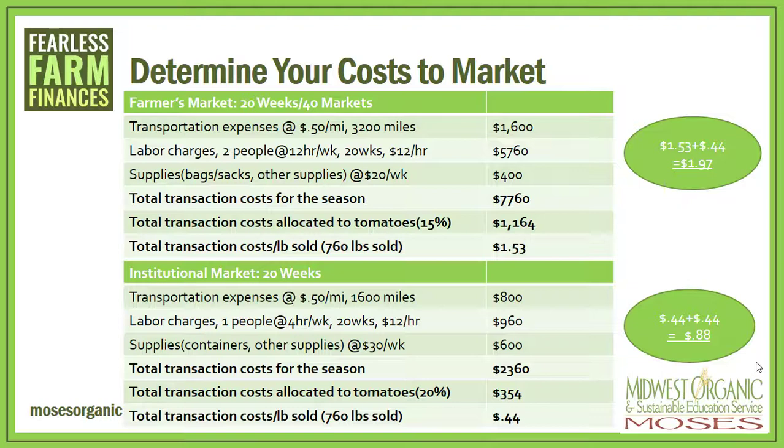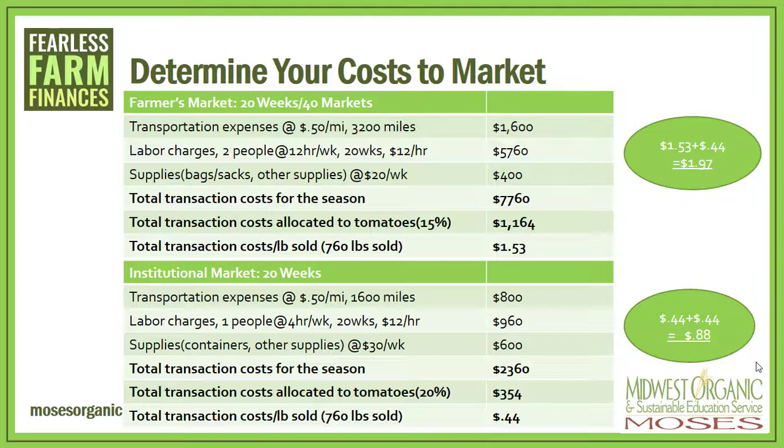Add those two together, and we know it's $1.97 to raise and market the tomatoes through the farmer's market. So on the bottom, you'll see we did the same for the institutional market. So transportation expenses, we actually only are going there once a week. So 50 cents a mile times 1,600 miles is $800. It doesn't take as many people. You don't have to stand at the market. And so it only takes one person at 4 hours per week to just get everything ready, package and deliver them.